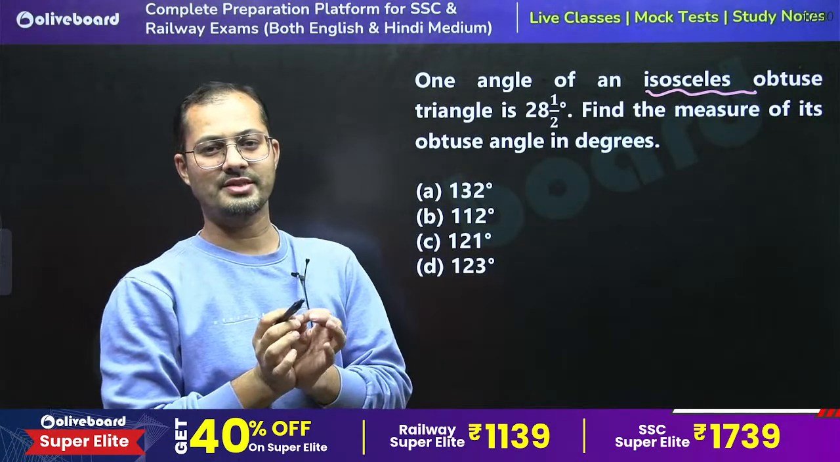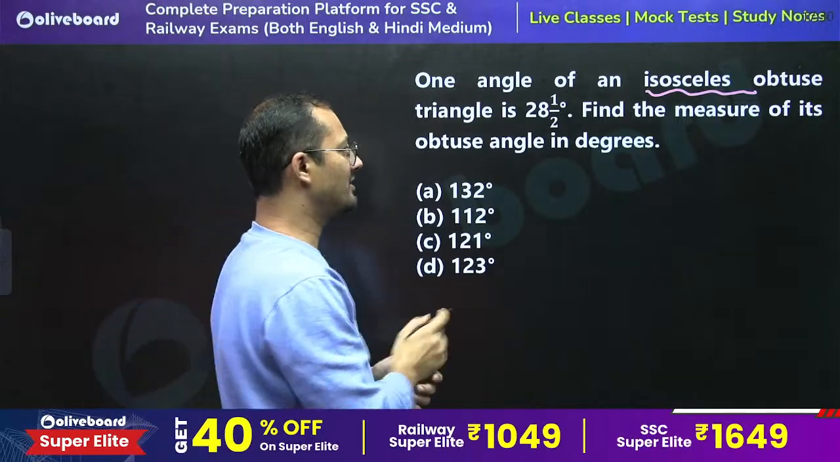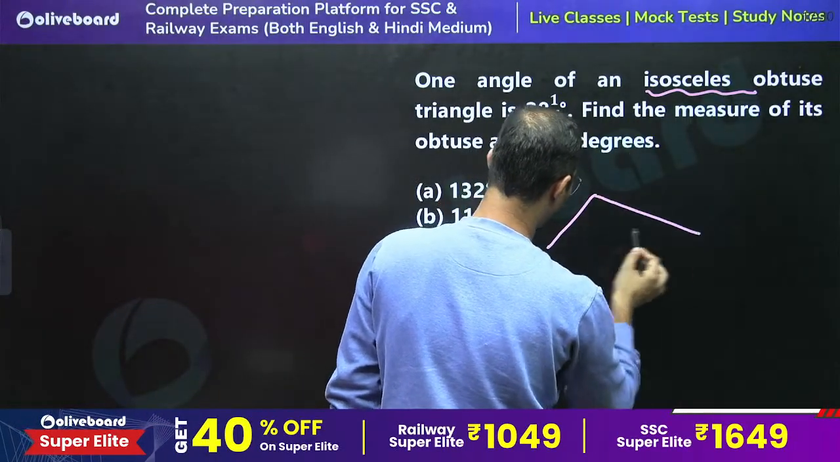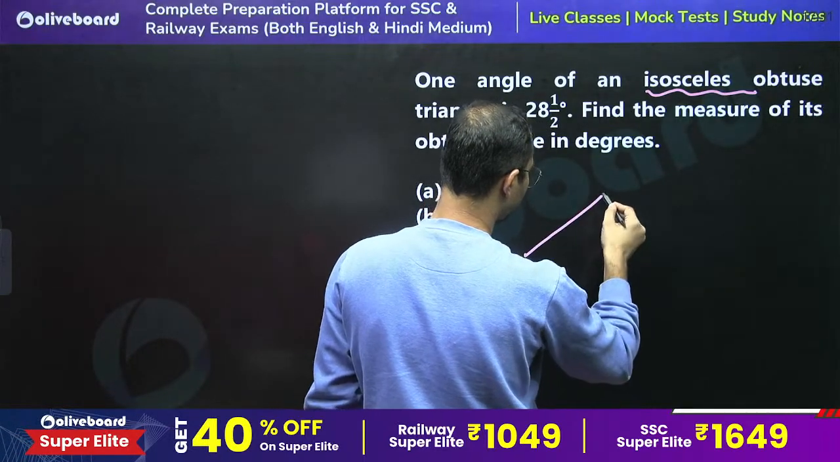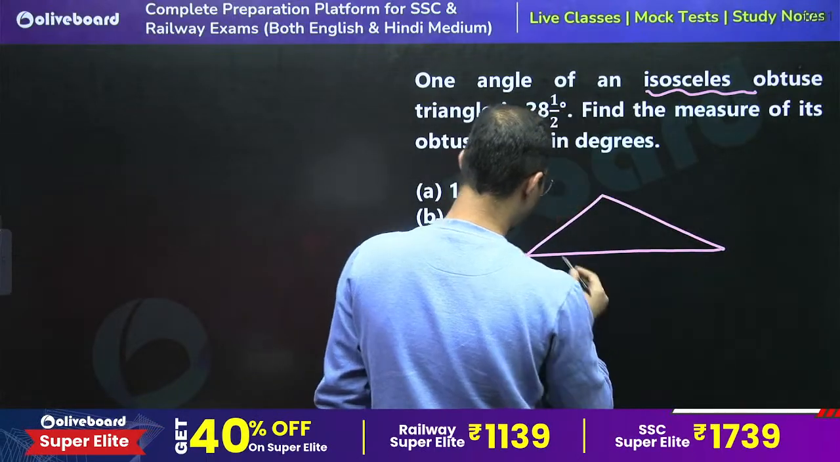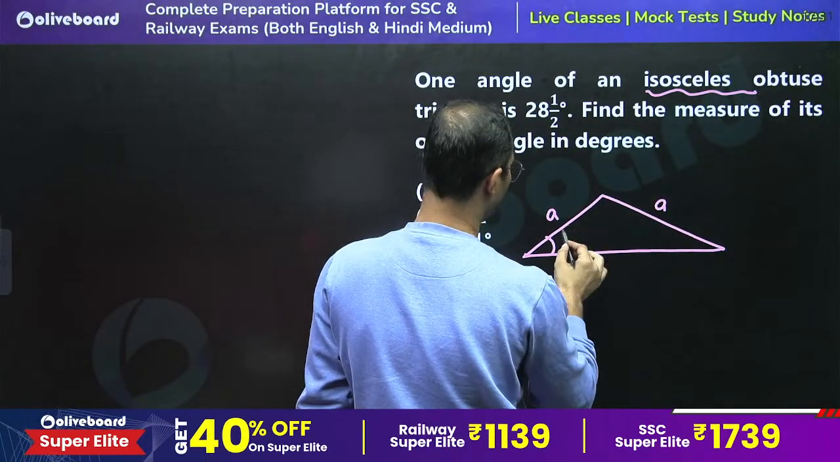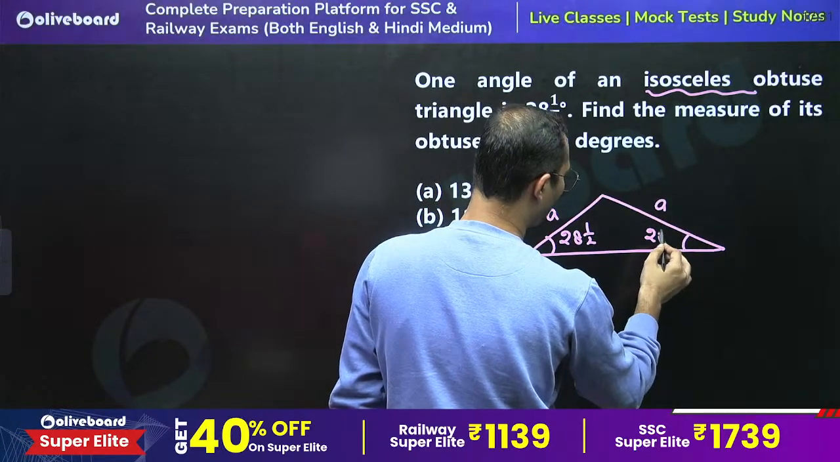See, in an isosceles triangle, two sides are equal, right? Two sides are equal, and this is an obtuse angle triangle, like this, okay? So if this side is A, this side is A, then this angle is what? 28.5. Just to make you understand, no need to draw the figure.